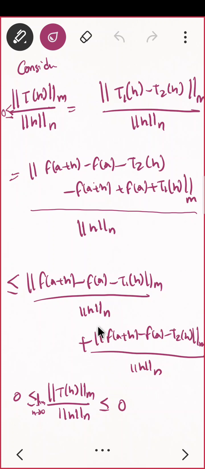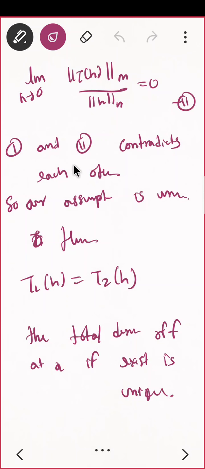If you put it, and take the limit, I'll try to use the sandwich theorem. The lower limit is already 0, the upper limit this is 0, this is 0, so this lies between 0 and 0, so the limit is 0. This contradicts your equation 1. Correct? Hence it is proved.